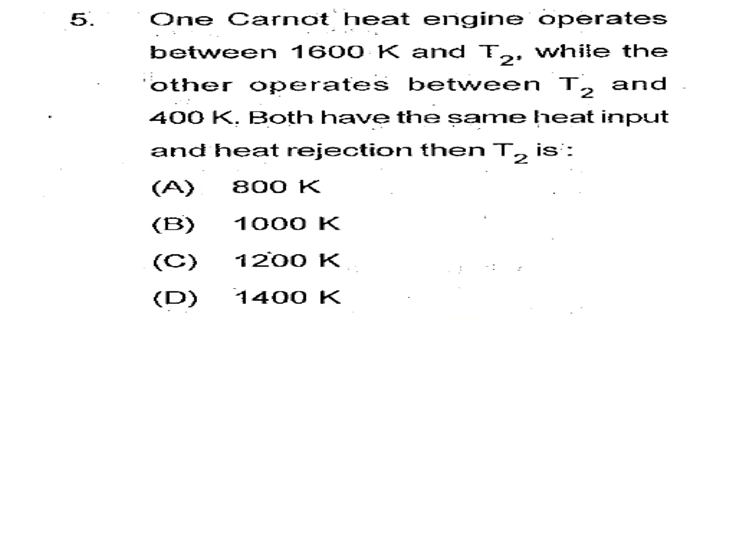One Carnot heat engine operates between 1600 Kelvin and T2, while the other operates between T2 and 400 Kelvin. Both have the same heat input and heat rejection. Then T2 is how much? So two Carnot engines are there.